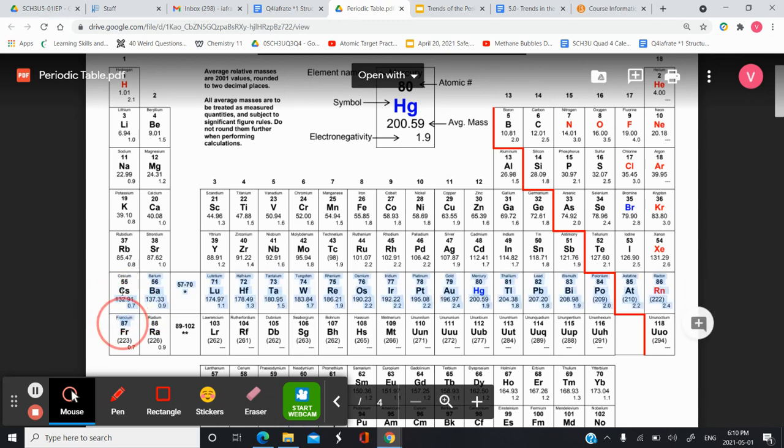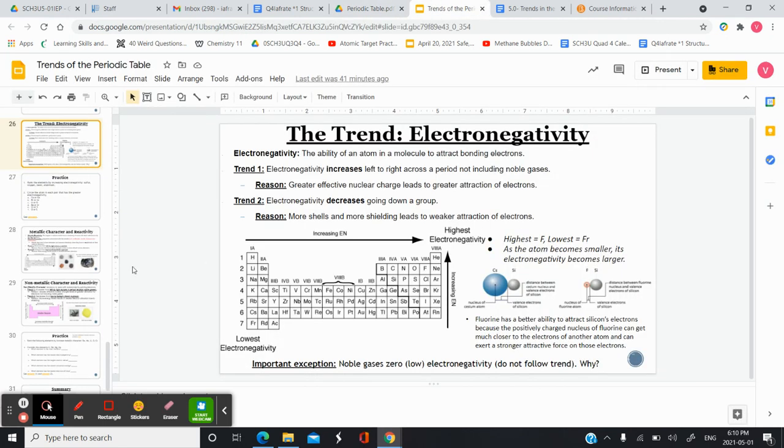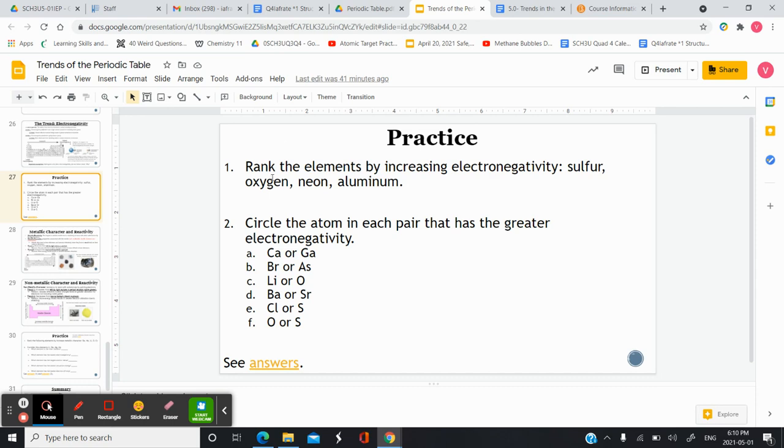There is a bit of a debate between francium and cesium. If you want, you can research that and see what the debate is. But we're going to go with the general trend of francium being the lowest, and then fluorine being the highest electronegativity value there. So let's go ahead and fill in some blanks and then do some practice problems similar to these ones over here.